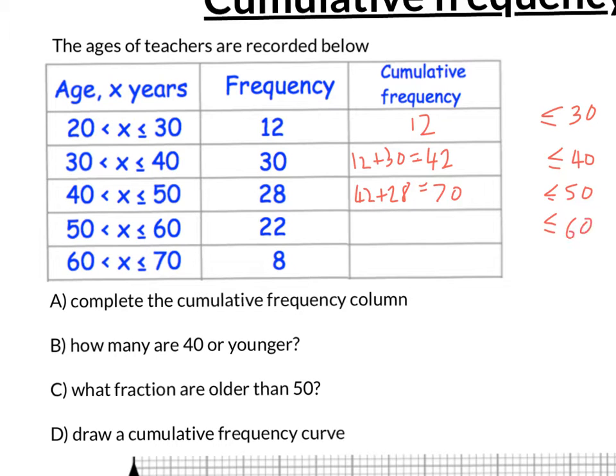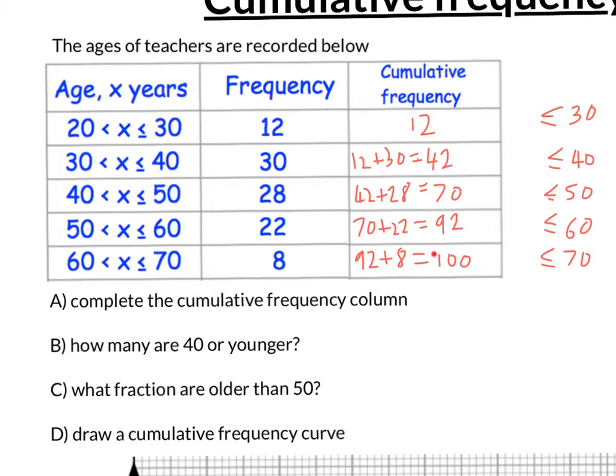Next group, the upper limit is 60. So how many teachers are 60 or less? Well, there are 70 who are 50 or less plus 22 in this group that are between 50 and 60. So in total, there are 92 who are 60 or less. And then finally, how many are 70 or less? There's the 92 who are 60 or less, plus the 8 in this group between 60 and 70, and that gives a total of 100. So 100 teachers are less than or equal to 70 years old.